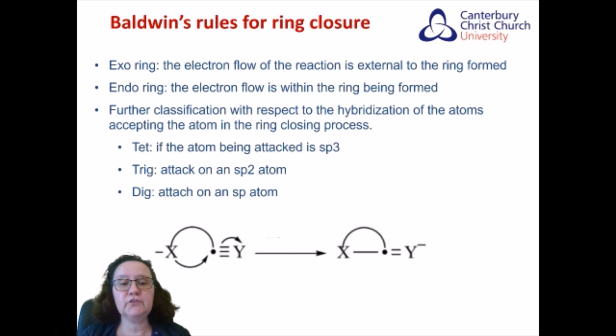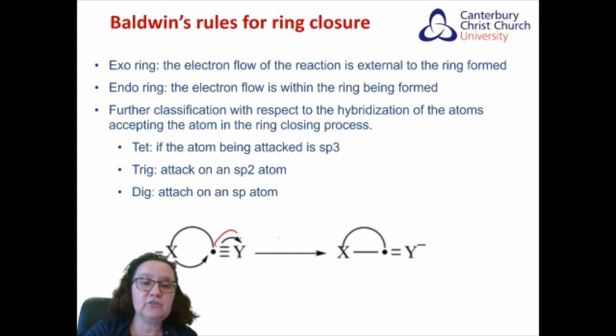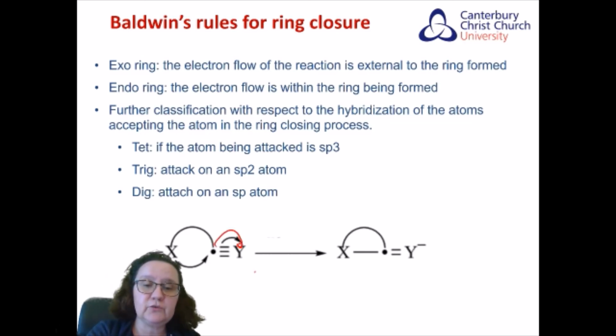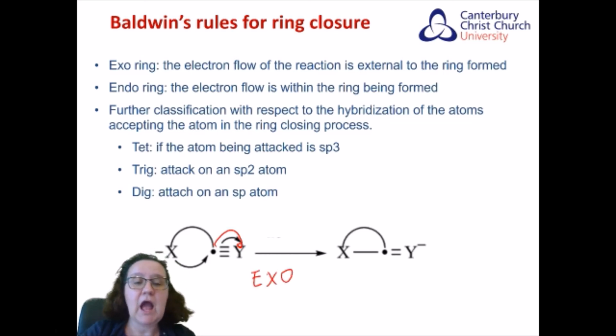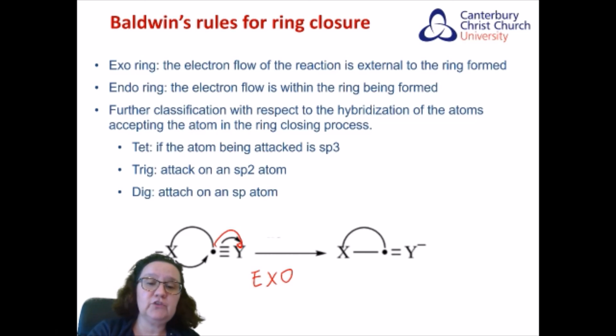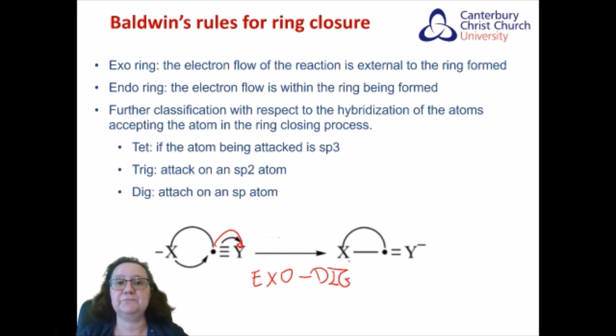So if we look first, for example, at the flow of electrons, in this case you can see that the electron flow is very much out of the new ring being formed. So this would be an exo reaction. And the attack happens on an sp atom. This is an alkyne. So that's a dig attack. So this would be an exo-dig reaction. As you can see, with exo and endo and tet, trig and dig, you can describe in general terms what type of reaction you are going to produce.